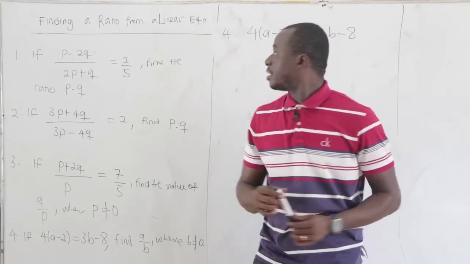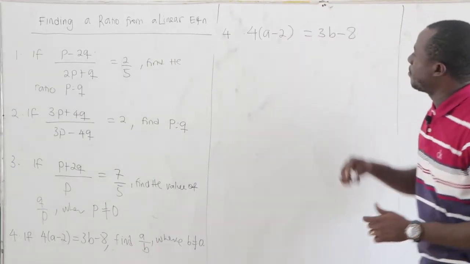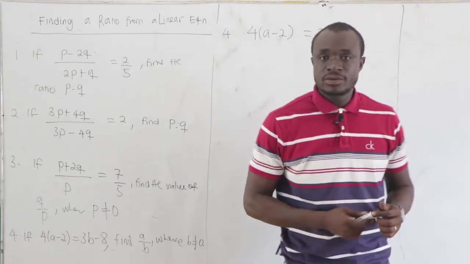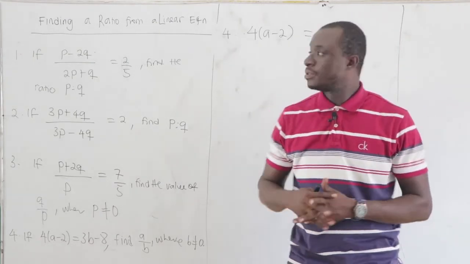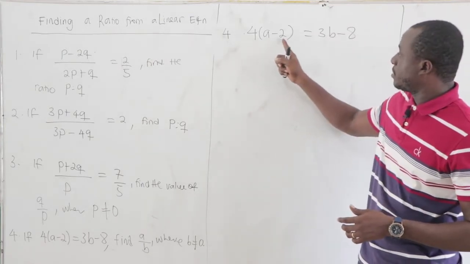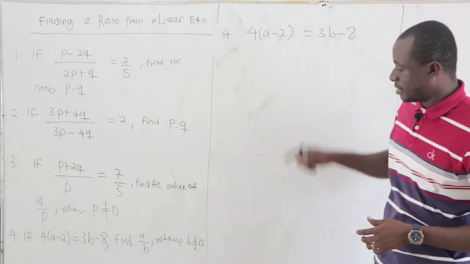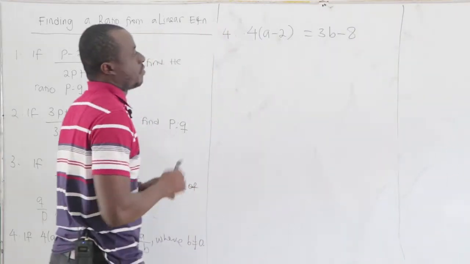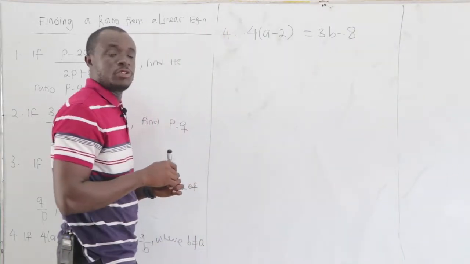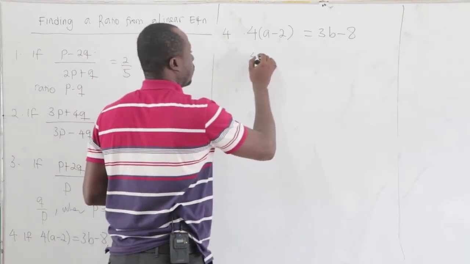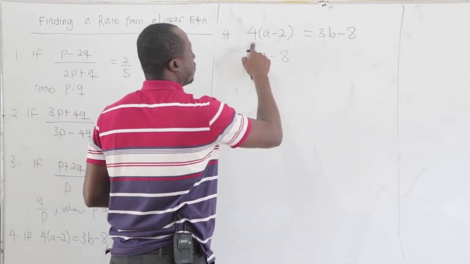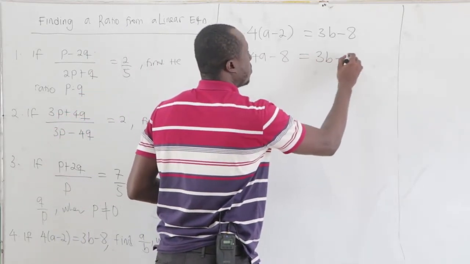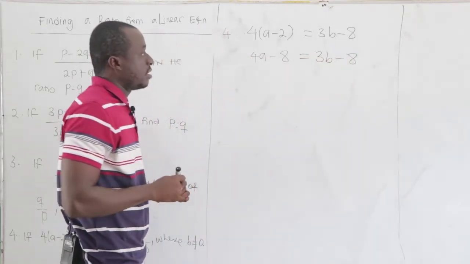Now let's consider the fourth question. We have 4 into a minus 2 equal to 3b minus 8. We want to find a over b. From here we have to apply the distributive property to expand. So we get 4a minus 8, 4 times 2, that is 8, equal to 3b minus 8.